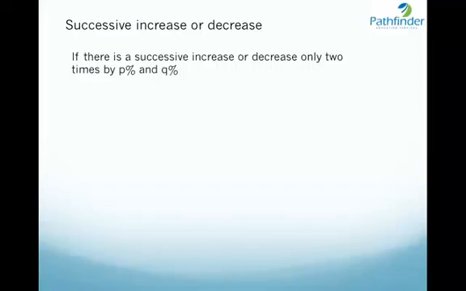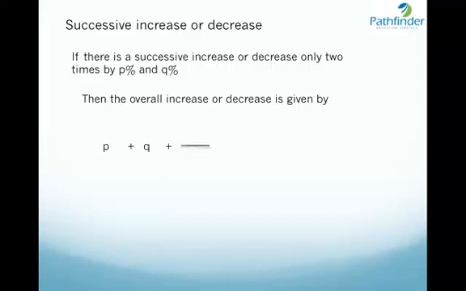For example, if there is a successive increase or decrease only two times by P% and second time by Q%, then overall the increase or decrease shall be given by P plus Q plus PQ divided by 100.